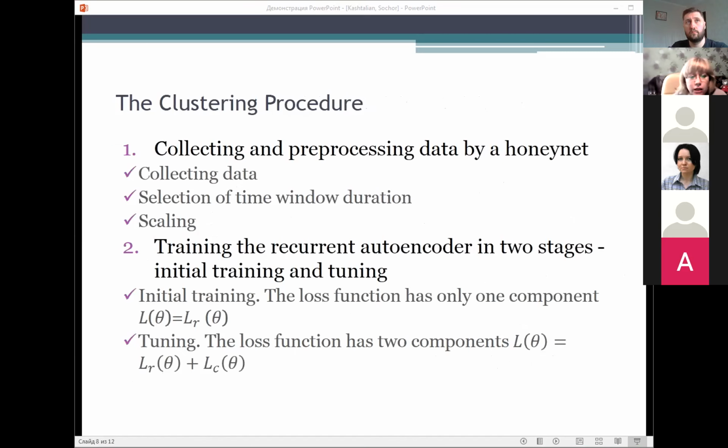The clustering procedure includes a few steps. The first step is collection and preprocessing data, including actually data collection by the honeynet, selection of time window duration, and scaling. The second step is training of the recurrent autoencoder, which consists of 2 stages: initial training and tuning. The initial training involves training the model with considering only one component of a loss function, a reconstruction decoder loss function. Tuning is performed taking into account 2 components, both a decoder loss function and a clustering loss function with one of the similarity measures.